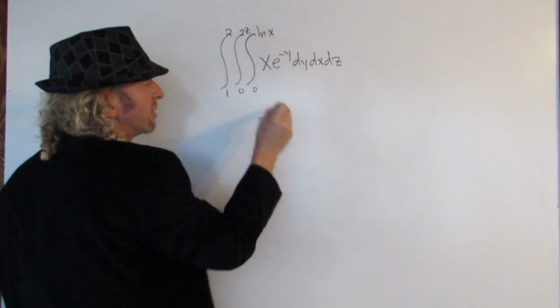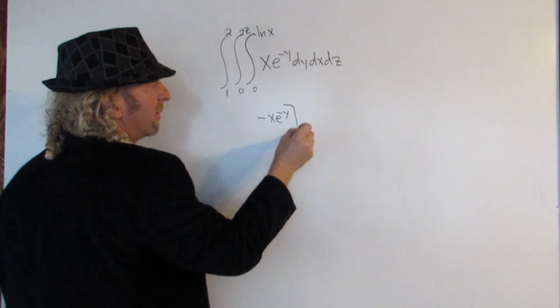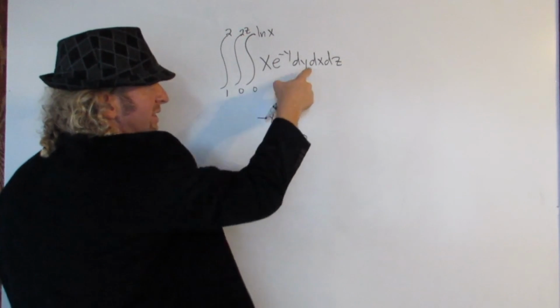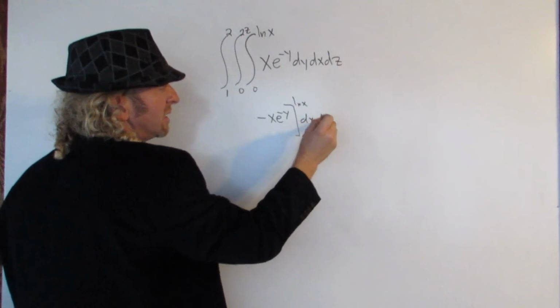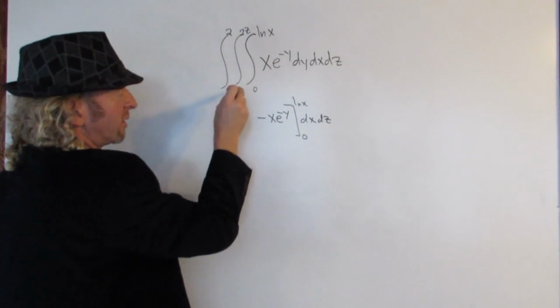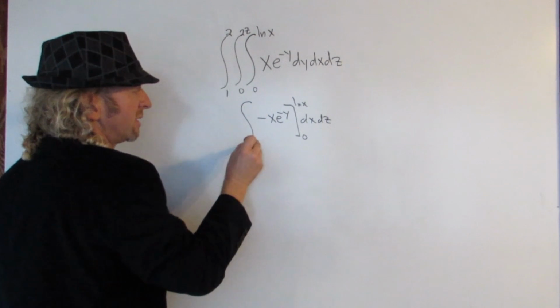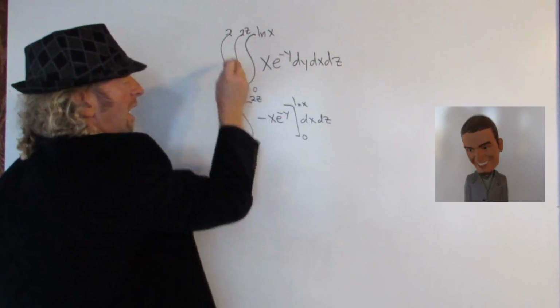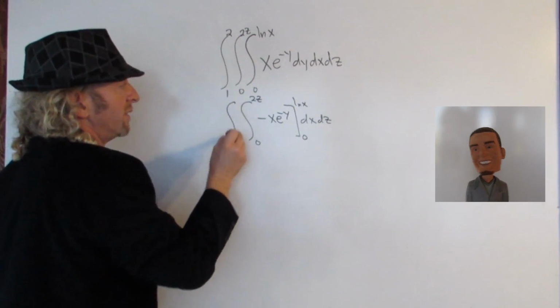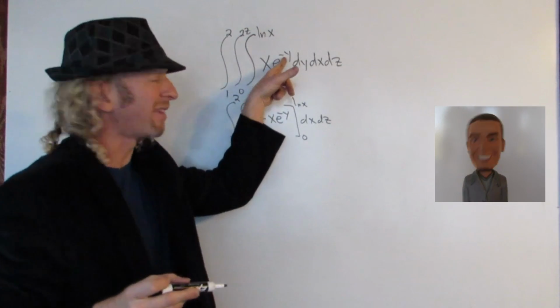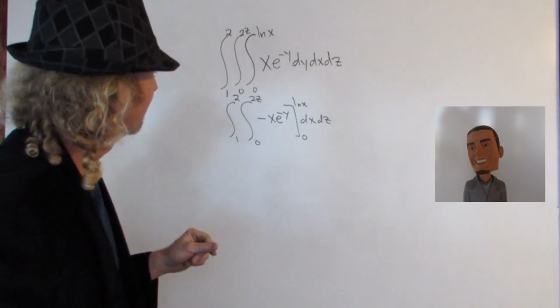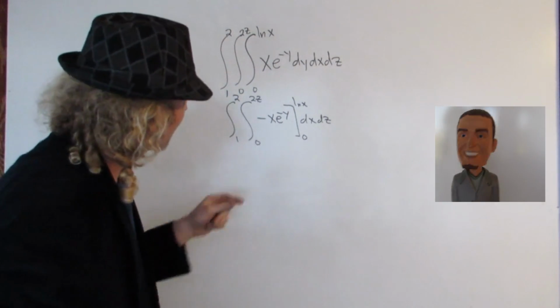And then we're going from 0 to ln x. We still have the dx and the dz, and we still have these other integrals here, so 0 to 2z, and we have this other one here, 1 to 2. Again, when we integrate this, x is a constant, we just divide by negative 1. And then now we have to evaluate this.